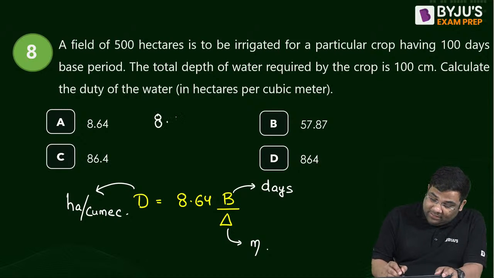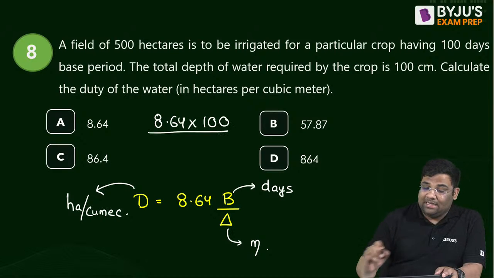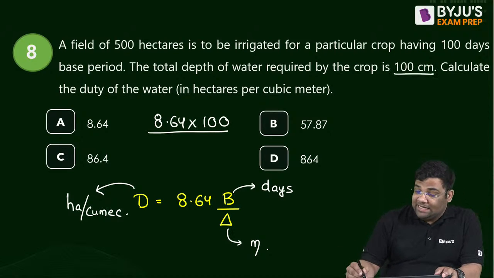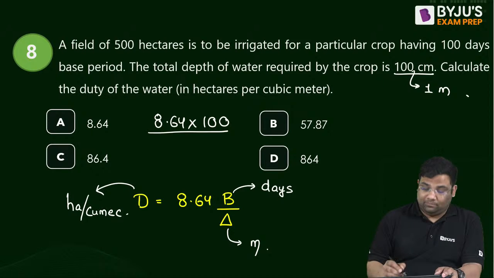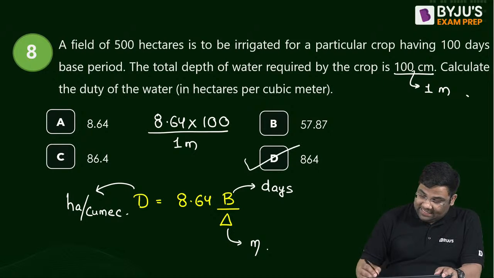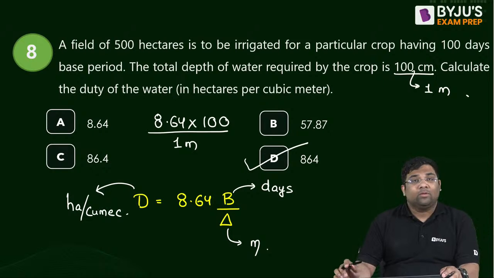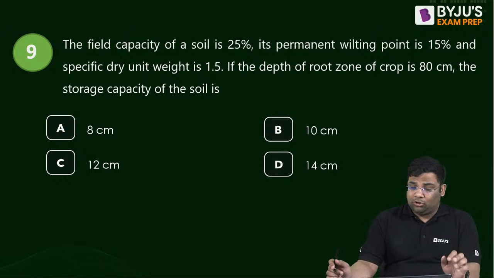So it will be 8.64, base period is given 100 days, and the depth of irrigation is 100 centimeter, that is 1 meter. So it will be how much? 864, as many have answered. Very good. Next question, ninth question.